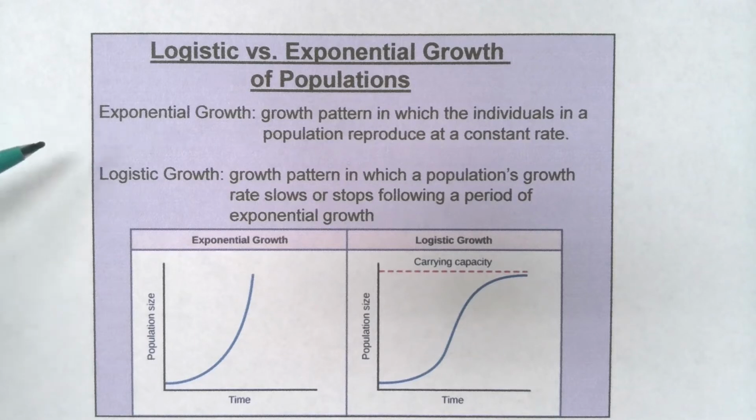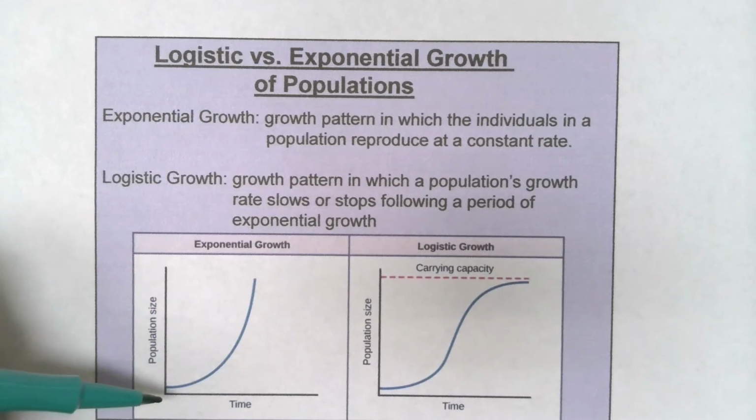But this is where we're going to talk about growth, and there's 2 types of population growth: logistic and exponential growth. Notice the definition of exponential growth goes with the picture that's on the left. Okay, so this is a growth pattern in which the individuals in a population reproduce at a constant rate. So that being said, your exponential growth curve looks like the letter J, right? It's a J-shaped curve.